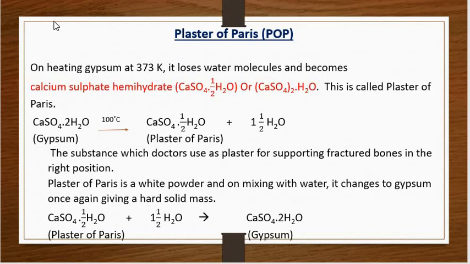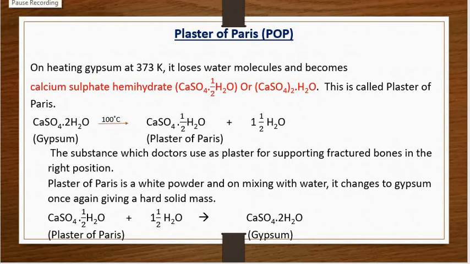Now another compound is plaster of Paris or POP. Plaster of Paris is calcium sulfate hemihydrate. The formula of plaster of Paris is CaSO4 dot half H2O, or (CaSO4)2 dot H2O. This is called plaster of Paris, and plaster of Paris is prepared from gypsum. Gypsum is CaSO4 dot 2H2O. With one molecule of CaSO4, there are two molecules of water of crystallization attached.